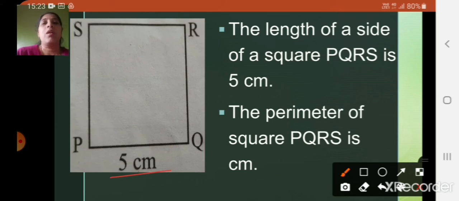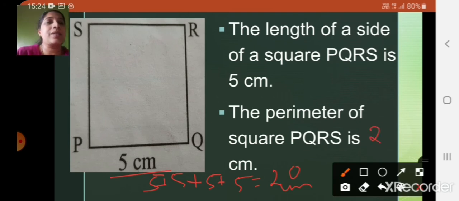So what will we do? We will add all the four sides, that is PQ plus QR plus RS plus SP. So when you add all the four sides, what will you get, children? 5 plus 5 plus 5 plus 5, or else you can do 5 into 4 is equal to 20. So you will write it as 20 centimeter. So the perimeter of the square PQRS is 20 centimeter. A square has got all the four sides equal, so 5 into 4 you get the answer as 20 centimeter.